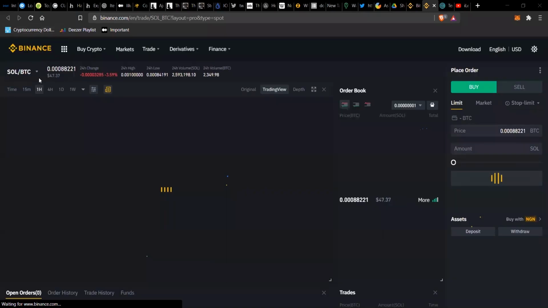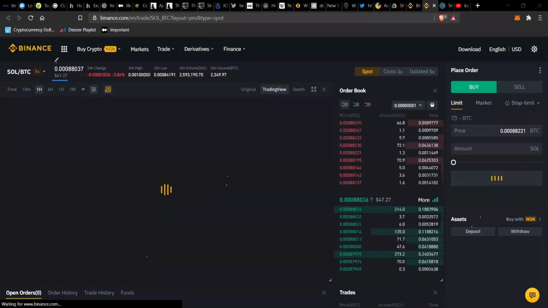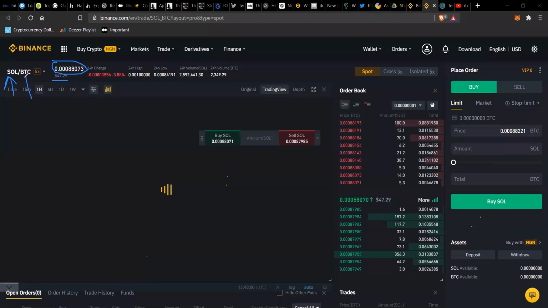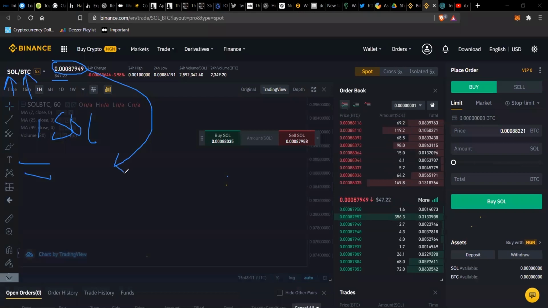Now looking at this, like I explained, this side is the dollar value. But this side is the value against the assets you're trading with. So I'm buying Solana with Bitcoin. This means that one Solana is equal to this amount of Bitcoin: 0.000879949. Now, please take note of this because this is one mistake that many people tend to make.